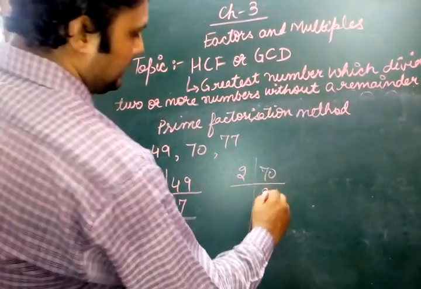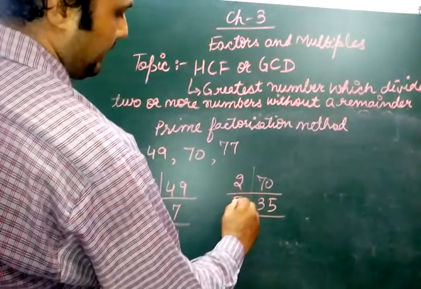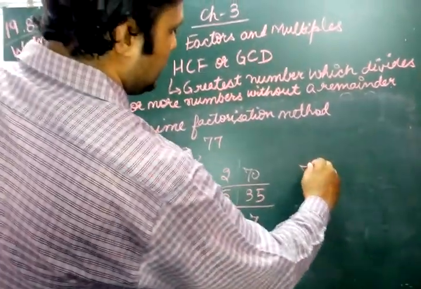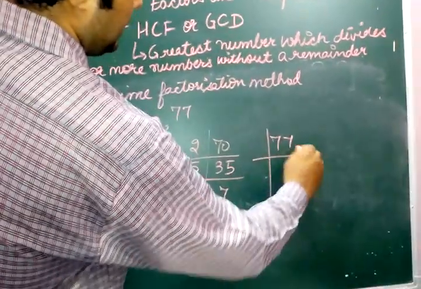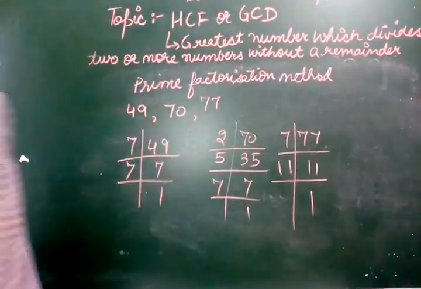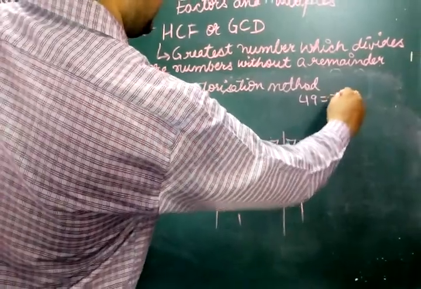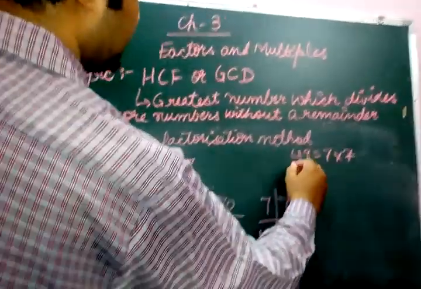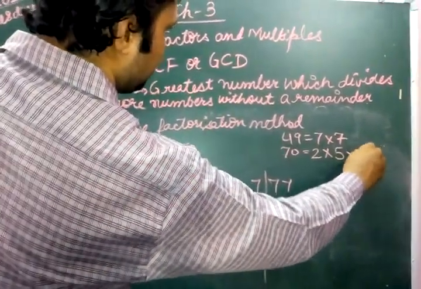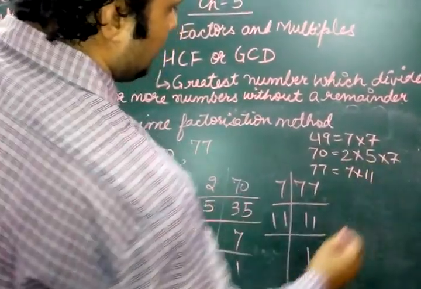70 divided by 2, the answer is 35. Then 35 divided by 5, we get 7. 7 divided by itself, we get 1. 77 is divided by 7, we get 11. 11 divided by 11, we get 1. So 49 is 7 multiplied by 7, 70 equals 2 multiply 5 multiply 7, and 77 is 7 multiplied by 11.